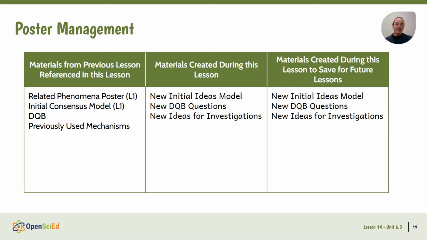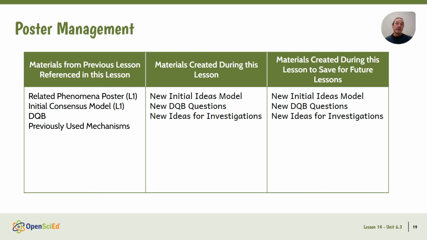As an anchor lesson, this is going to seem like kind of a lot. Don't fret if you think you're missing something or it doesn't look exactly like it shows in a teacher's guide. That's perfectly okay. You will need your related phenomena poster from lesson 1 and the initial consensus model from lesson 1, and a poster titled "Previously Used Mechanisms," which is literally just the ideas behind what we could use to explain our hailstorm.